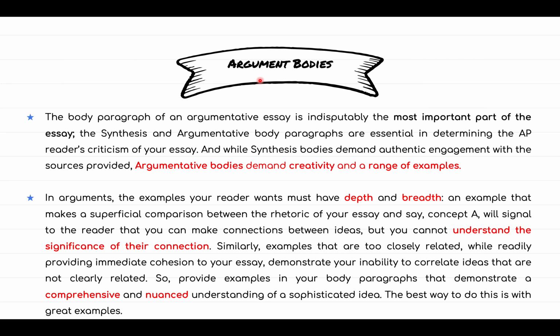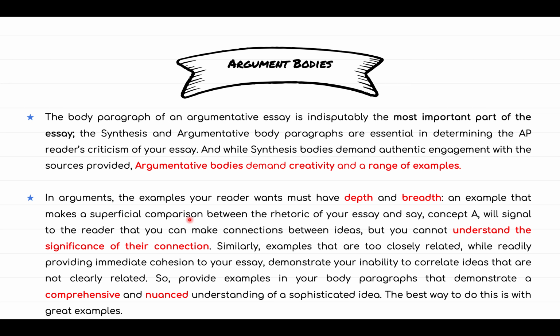Here we go. When writing argument bodies, you want to keep in mind the following things. They demand creativity and a range of examples. This is how to be successful in the composition of the argument essay. You must be creative, and it is the most important part of the essay. Good examples, because examples essentially make your evidence. And without evidence, an argument doesn't exist. It doesn't prove anything. And if it doesn't prove anything, it has no value. It has no impact. So the example, the evidence that you choose, should have depth and breadth.